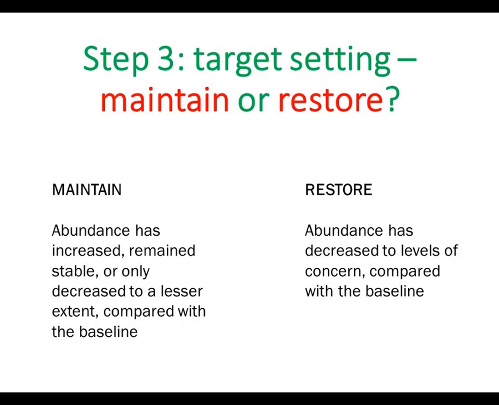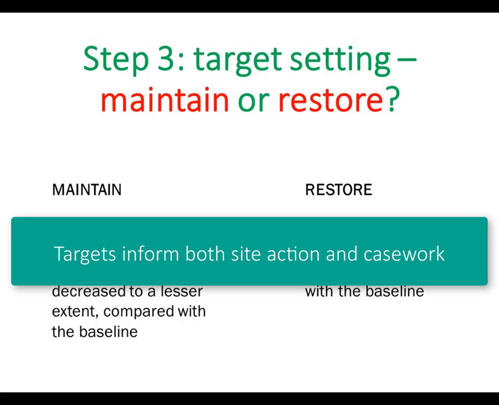Step 3 is to set the objective for the site. Once we have calculated the change in abundance, we have to decide whether the objective for the site is to maintain abundance at current levels or to restore abundance of the species in question to baseline levels. These targets then inform site action and casework.